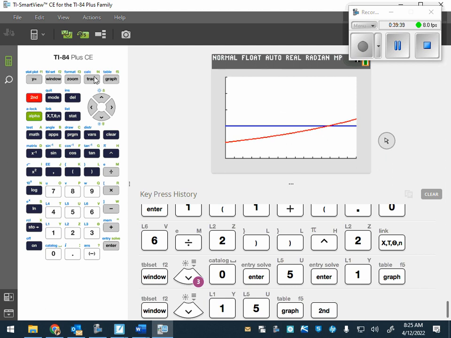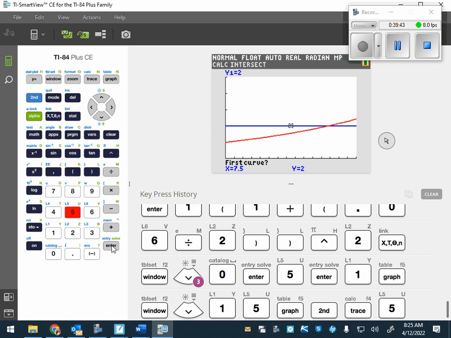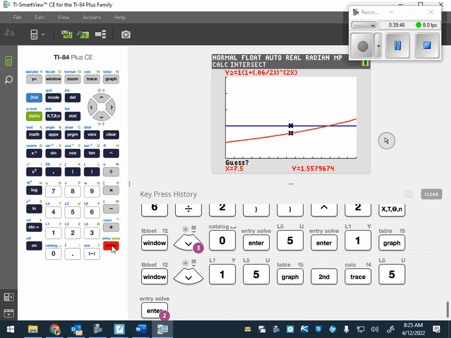Go to second trace, number 5, and hit enter 3 times. So it will take 11.7 years to double your money. Okay, 11.7 years. So second trace, number 5, enter 3 times.